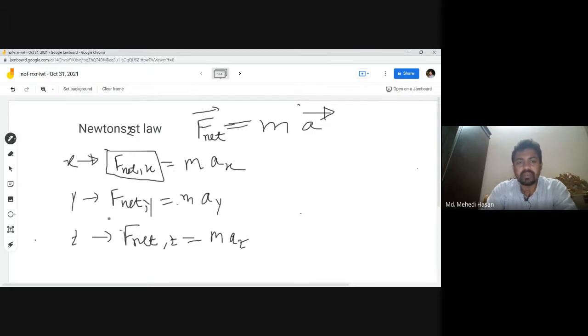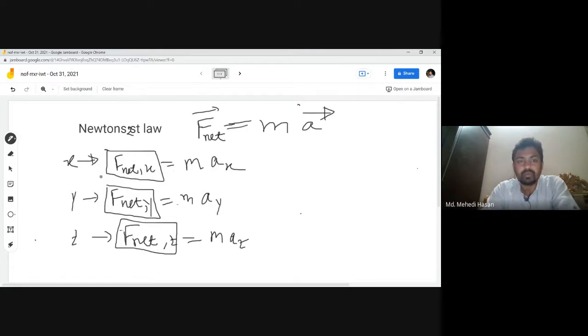If we try to find the net force along the x, y, and z axes, we have to draw the free body diagram. This is the main thing. We mainly have to see how we draw the free body diagram.